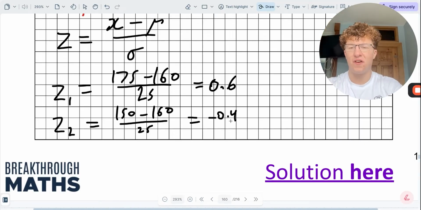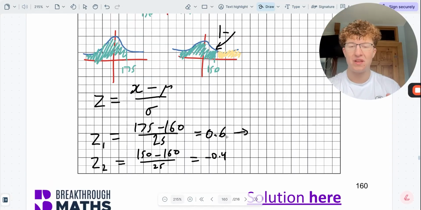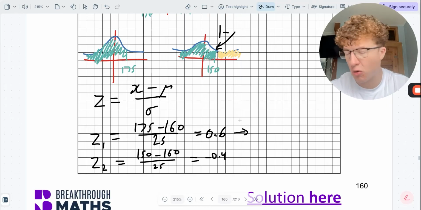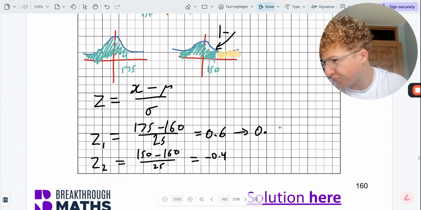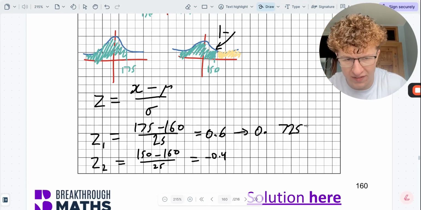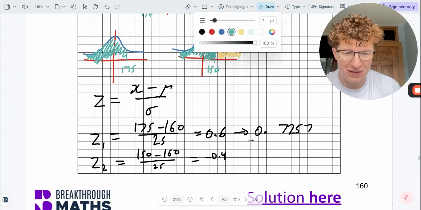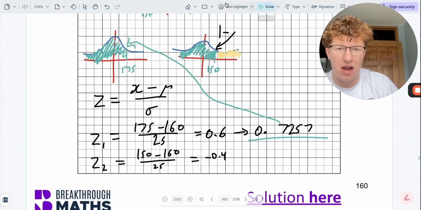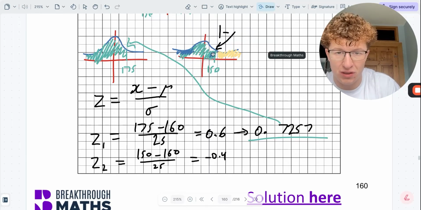Okay, so firstly, I'm going to get the area that this Z1 will give me. So that corresponds to this 175 here. So a Z score of 0.6 is going to give me 0.7257 in the log tables. Okay, I'm going to color it in green, or I'll try my best to. There we go. That guy here, that's this area here. Now, actually, I should have colored this guy in. I'm going to make this guy blue now, just for visualization.